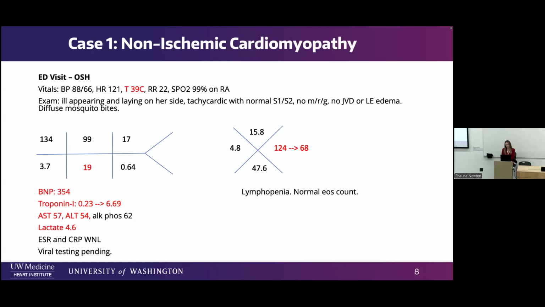Looking at her labs, her BMP is notable for just a low bicarbonate level. Her CBC was notable for thrombocytopenia. She initially had a platelet count of 124, and this nadired to 68. She also was described to have lymphopenia and normal eosinophil count. Her BNP is 354, and her troponin was initially 0.23. Over the course of a couple of days, it went up to 6.69. She had mildly elevated liver function tests and a lactate of 4.6. Her ESR and CRP were within normal limits, and then viral testing is pending.